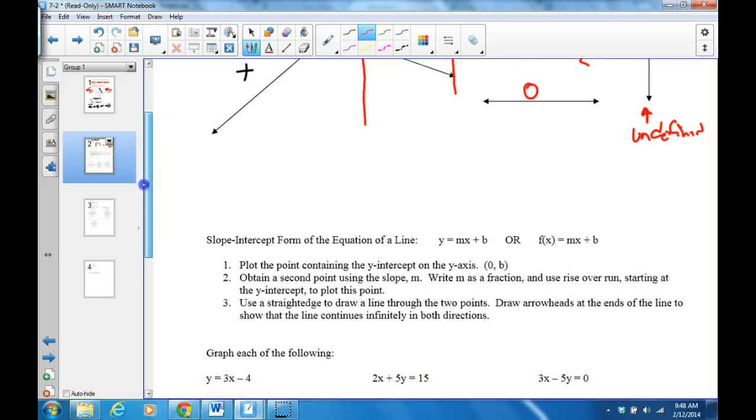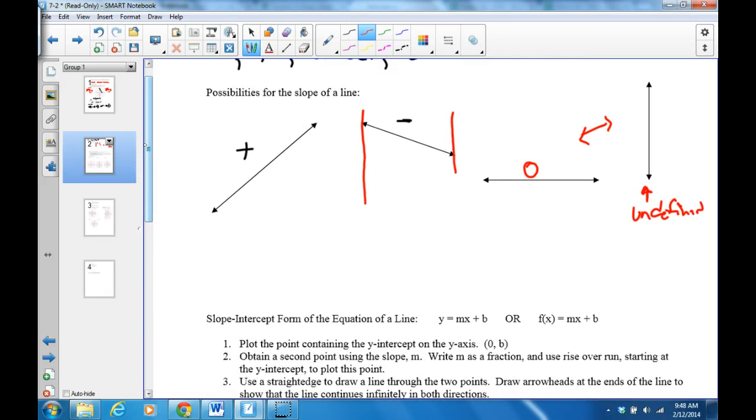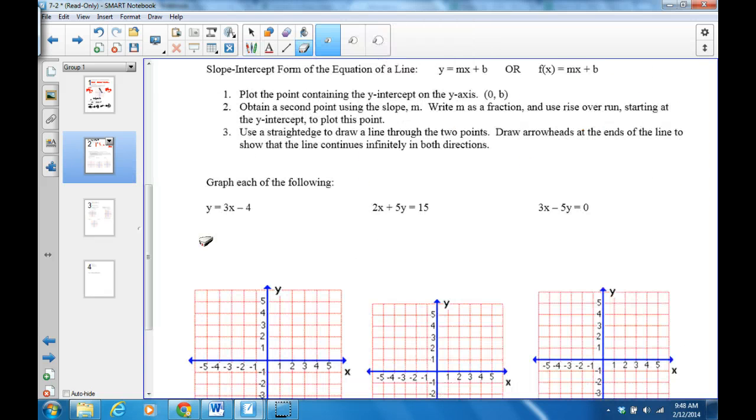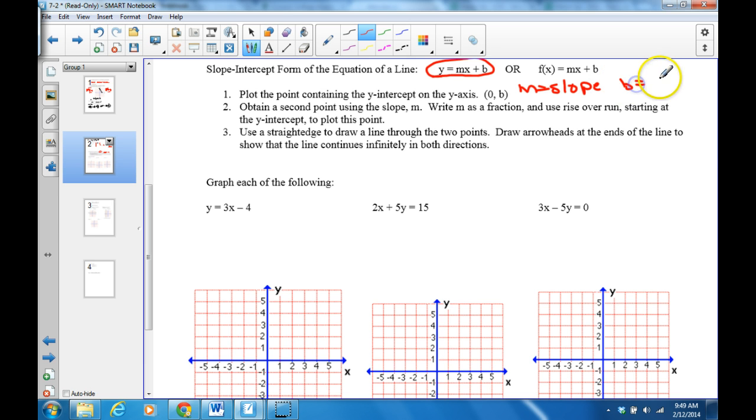Moving on. The next form of line I want to talk about is the slope-intercept form of the line. And here we have that. Question for you, what does M stand for? Slope. Okay, what does B stand for? The y-intercept.